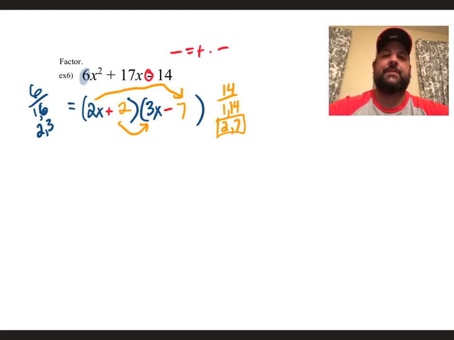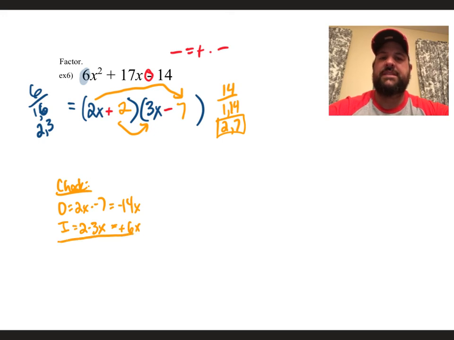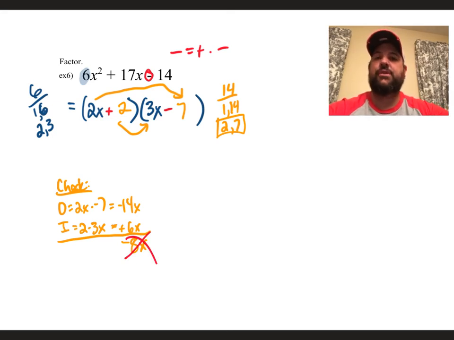And let's see. If I do my check, the outside in this case would be 2x times negative 7, which is negative 14x. The inside ends up being 2 times 3x. That's positive 6x. This adds up to negative 8x. And that's a problem. Doesn't work out. And normally we would say try different factors. But because of the 2 and the 3 here, I'm actually going to switch these first before I just give up on those factors working out. So I'm going to plug in the 7 here and then the 2 here.